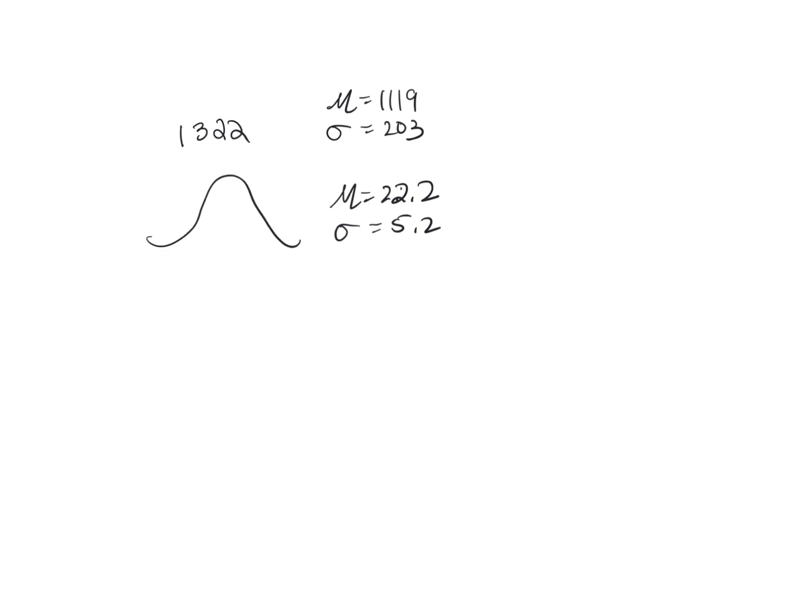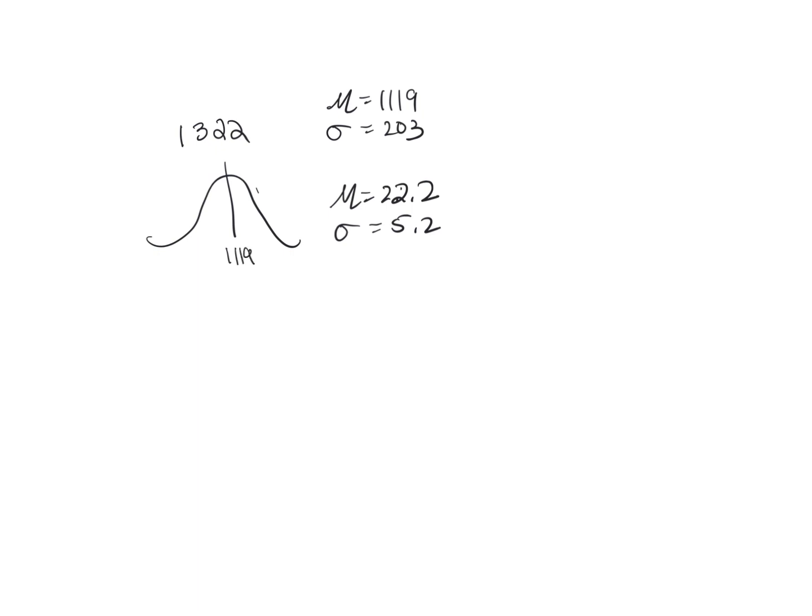We all want to know, here's 13. And our mean is 1,119 with a standard deviation of 203. And the mean on the ACT was 22.2 with a standard deviation of 5.2. All right, so first I can do is figure out what percentile this is. There's lots of different ways I could actually do this, but let's figure out what percentile this is.